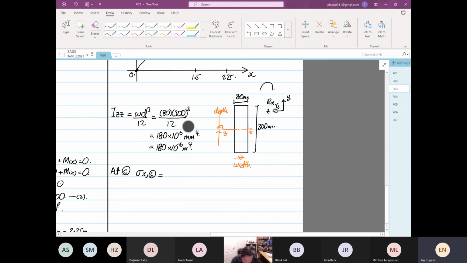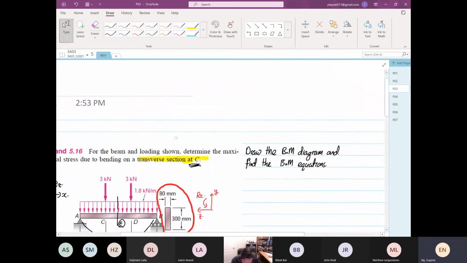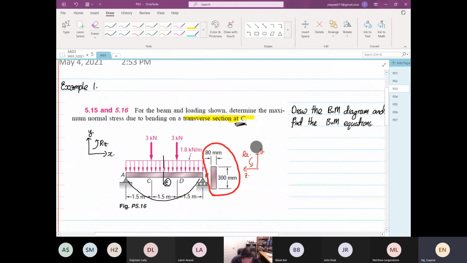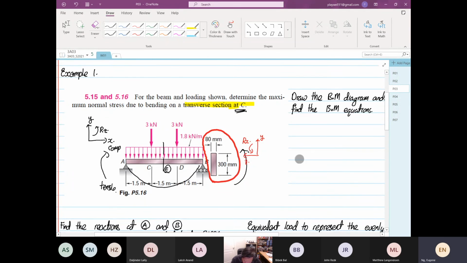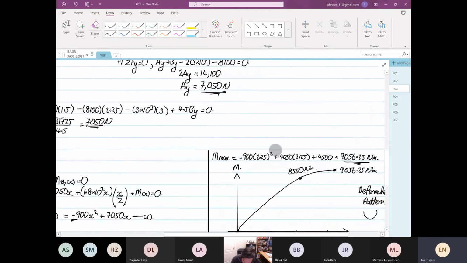For this question, they only want us to calculate the maximum stress. They did not ask us for maximum tensile or maximum compression. But based on the bending, you can see over here, if this is the moment vector, this will be your compression and this will be your tensile. If you want to know, but this question did not ask for that.